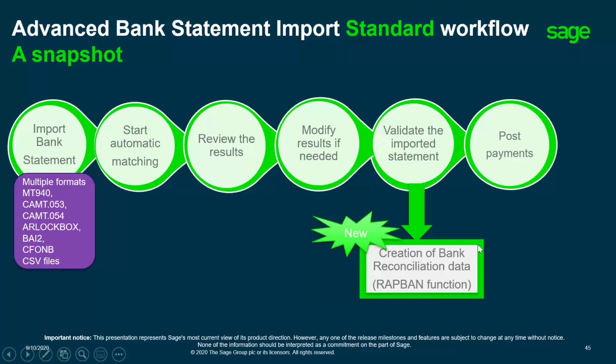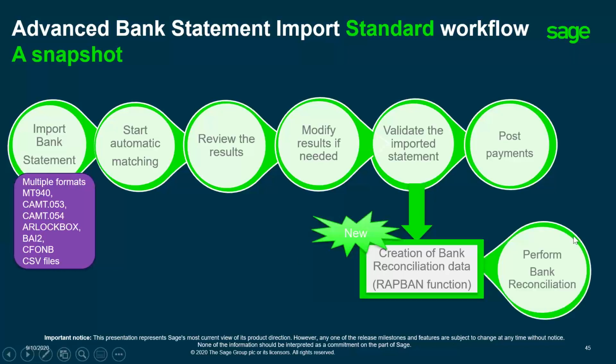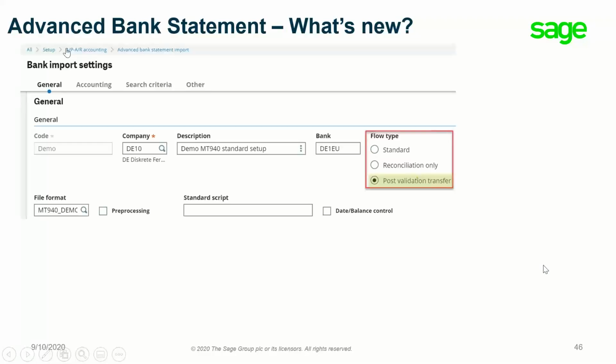They will gain time, and in terms of productivity, it's much more efficient in that case. So this is new for this release, okay? And as I said, this function allows users to perform the bank reconciliation. So this new capability, of course, has to be set up in X3, and we have delivered a new setup here within the bank import settings.